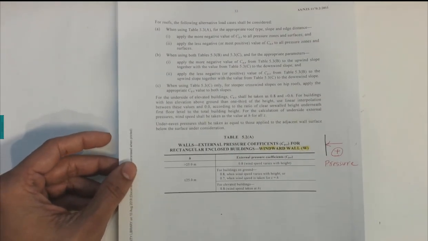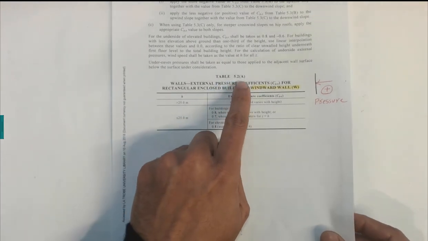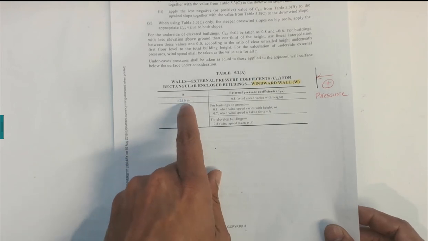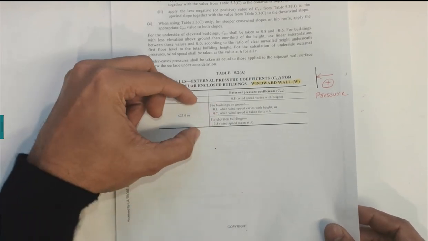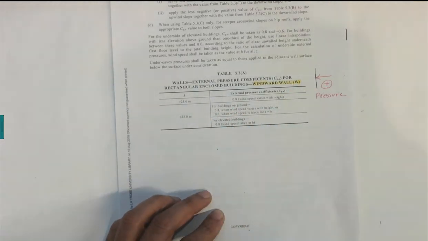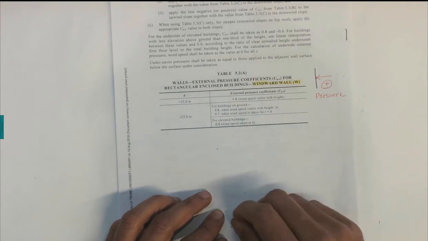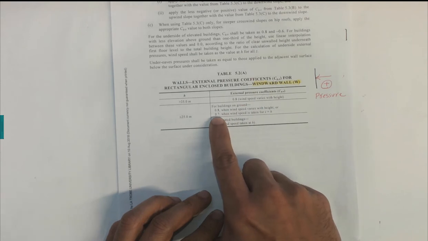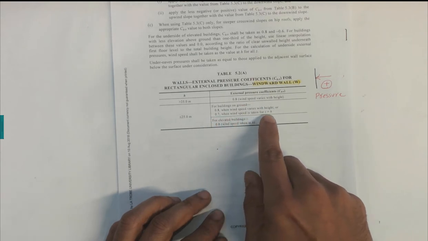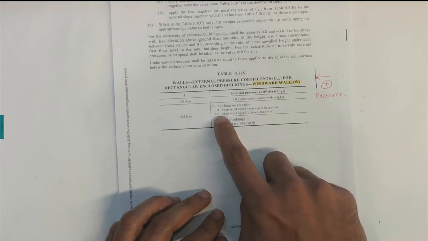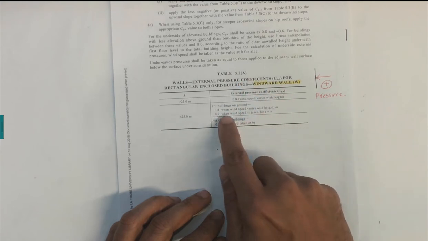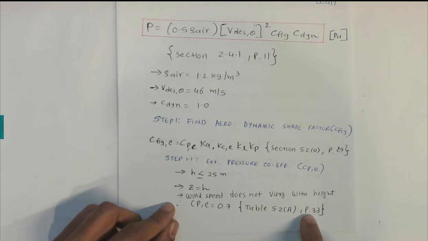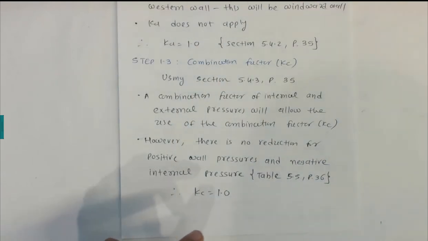On page 33 we have table 5.2A. It has two heights: less than 25 meters and greater than 25 meters. For less than 25 meters you have two sections. The first section is used for low rise buildings and the second for high rise buildings. For this case, we have a low rise building, and CPE is 0.7 when the wind speed is taken at Z equal to the height of the building. So we are taking the CPE value for windward walls as 0.7 from table 5.2A on page 33.